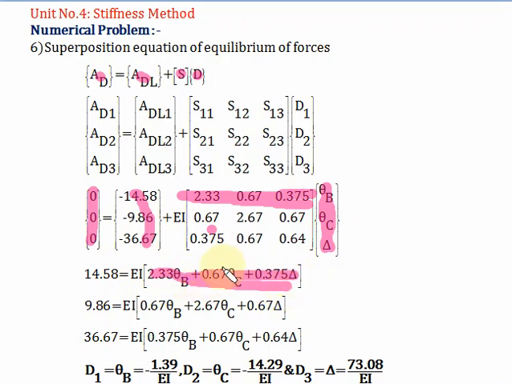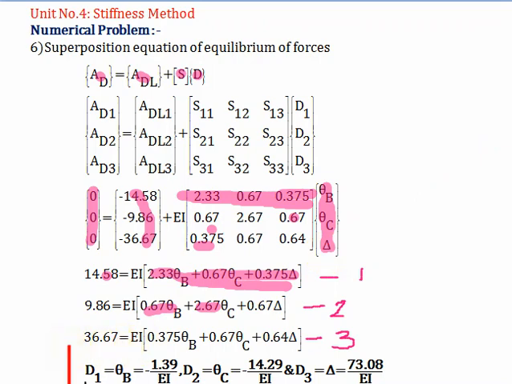So all the values here, EI is constant and it is equal to 14.58. Then the second row multiplied by the column. The second row is 0.67 theta B, then 2.67 into theta C, plus 0.67 into delta, which is equal to 9.86. The third row is 0.375 into theta B, then 0.67 into theta C plus 0.64 into delta, which is equal to 36.67. So here we get 3 equations. This is equation number 1, equation number 2, and this is equation number 3. So solving these 3 equations, we'll get the 3 unknowns.